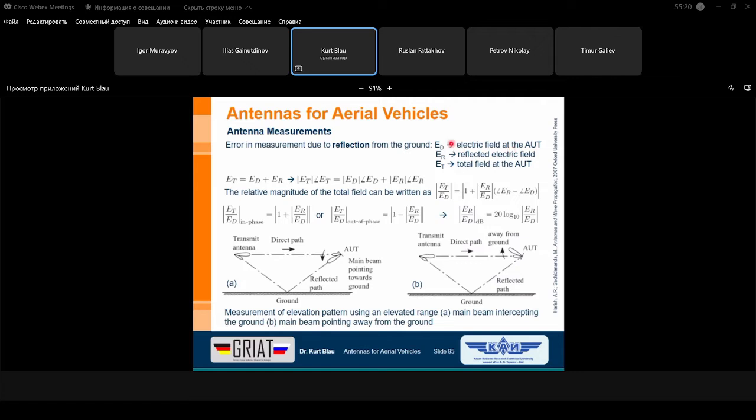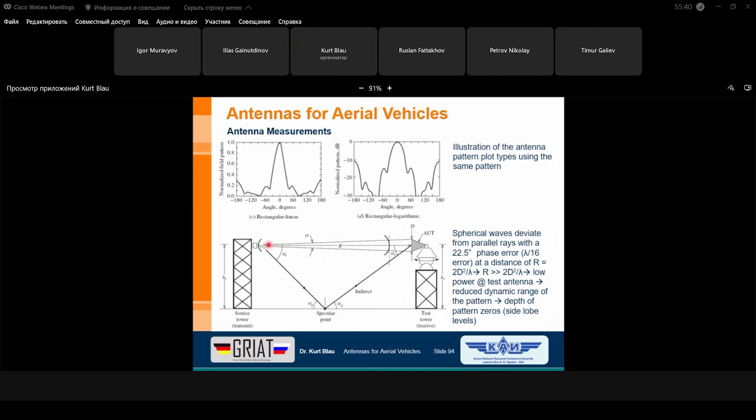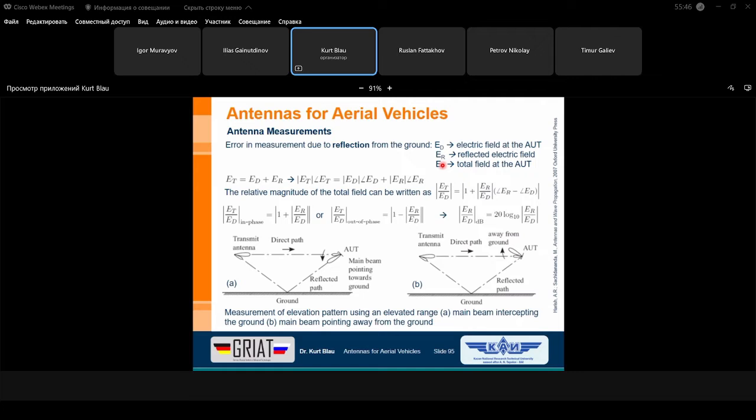This is what we want to measure, or what we have measured, assuming we have no reflection. And then we have a small part which comes from the reflected electric field, along this way, and then we have the total field at the antenna under test. This is what is coming in from the two parts together. It's the total field. So what happens?